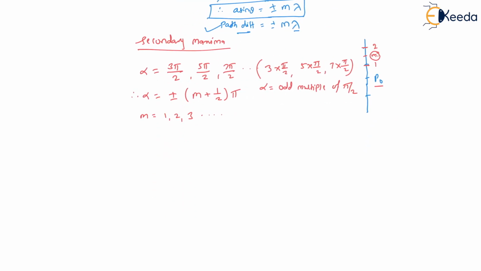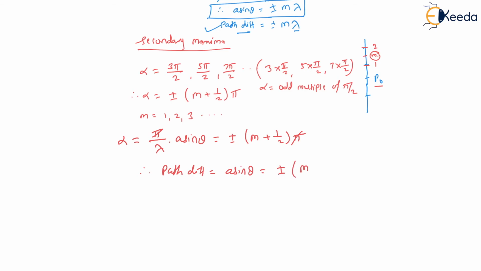Now we will go for path difference. Alpha equal to pi divided by lambda into a sine theta, equal to plus minus (m plus half) into pi. Pi will get cancelled, and the path difference, that is a sine theta, will be equal to plus minus (m plus 1 by 2) into lambda. This is the condition in terms of path difference, and a sine theta is nothing but the path difference.